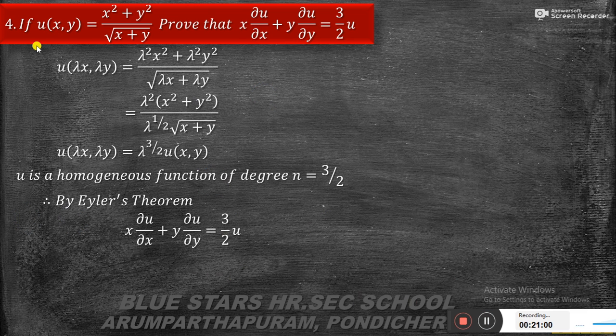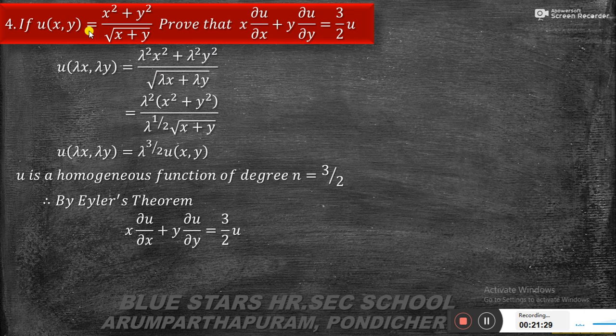So fourth problem: if u of x comma y equal to x square plus y square by square root of x plus y, prove that x into ∂u/∂x plus y into ∂u/∂y equal to 3 by 2 into u. This is the given question you see. So the given function is u of x comma y equal to x square plus y square by square root of x plus y. Now we will prove x into ∂u/∂x plus y into ∂u/∂y equal to 3 by 2 u.